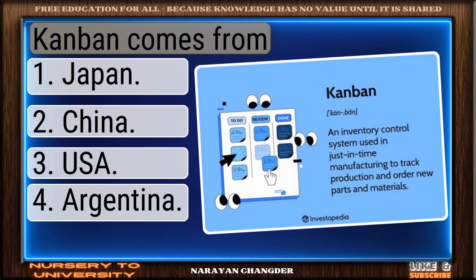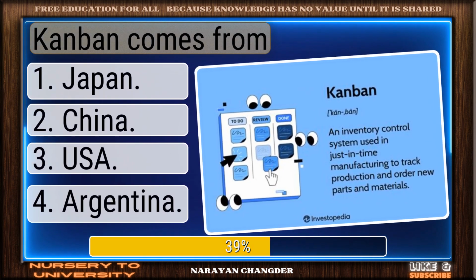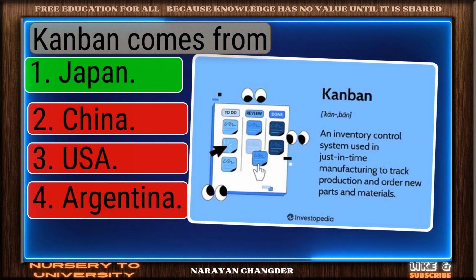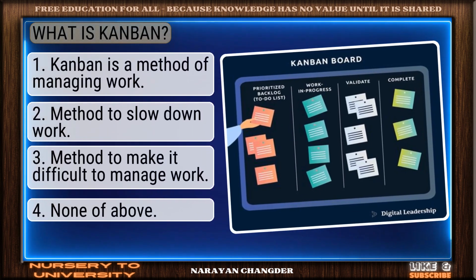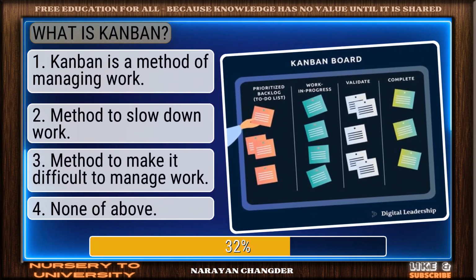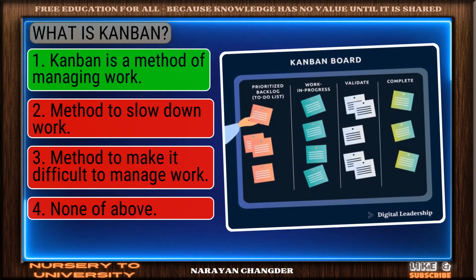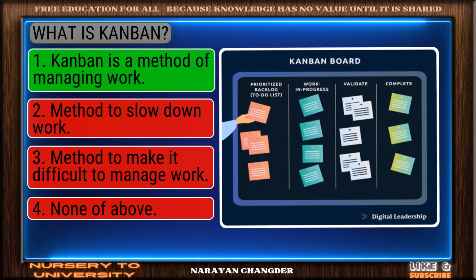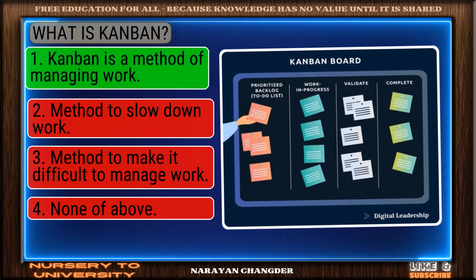Question number 78. Kanban comes from? Sharp thinking. Japan is the right choice. Question number 79. What is Kanban? Smart pick. Kanban is a method of managing work is the correct choice.